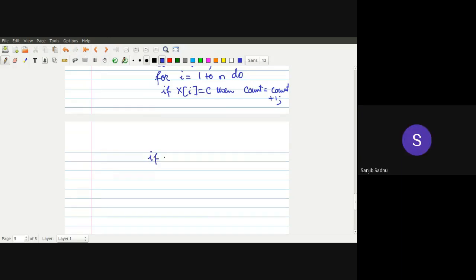If count is greater than n by 2, then majority is C. Okay. Else majority is equal to -1. No majority exists. -1. And this will be the end.